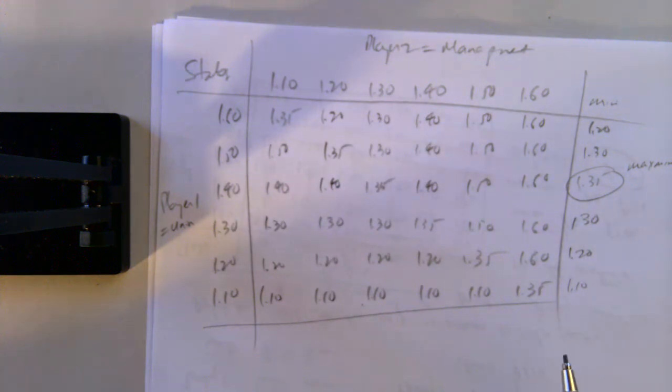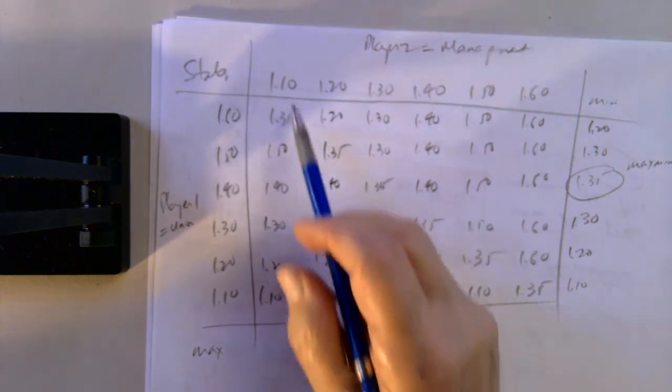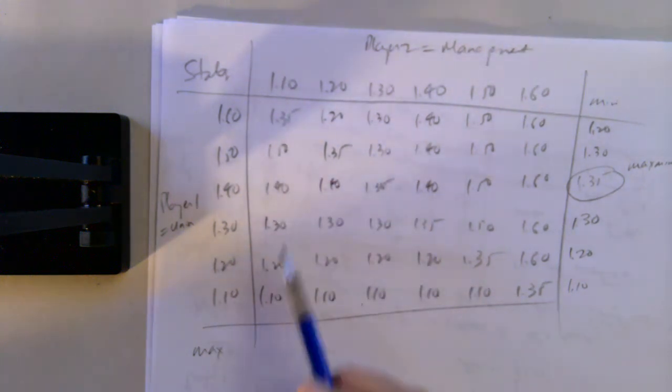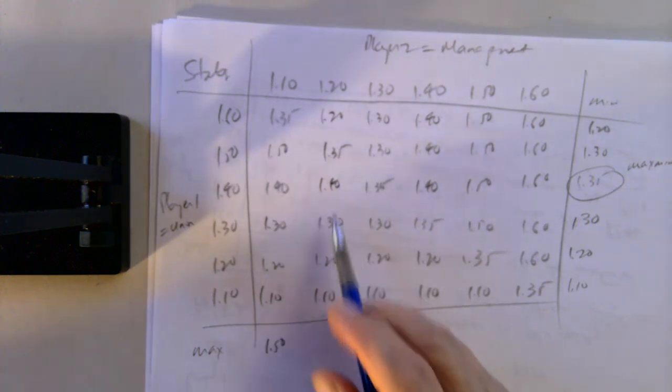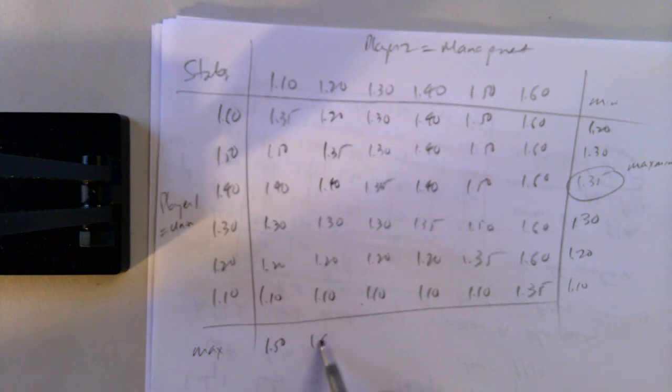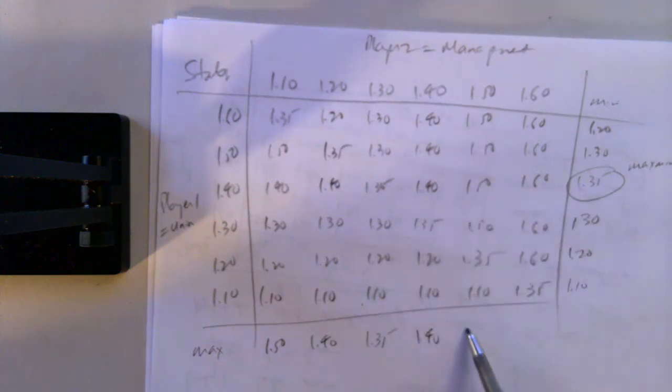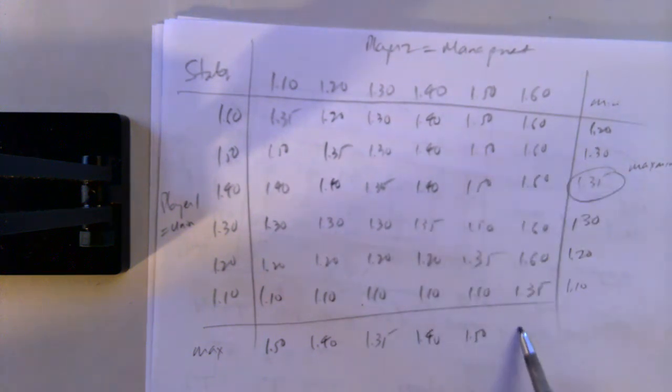Now, for management, it wants to minimize how much it has to pay. So the worst for management is the biggest amount it has to pay. So here in each column, we put the max. For strategy 1, the maximum management will pay is $1.50. Here, the maximum is $1.40. Here, the max is $1.35. Here, the max is $1.40. Here, the max is $1.50. Here, the max is $1.60. So this is the worst each strategy can provide.